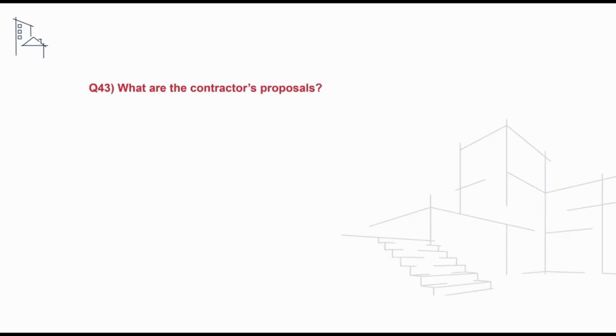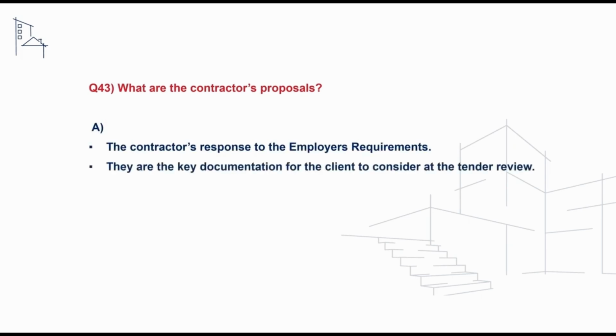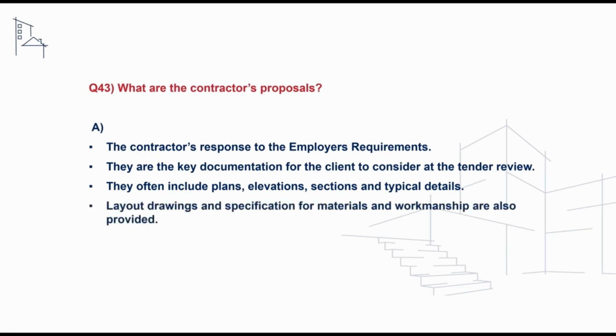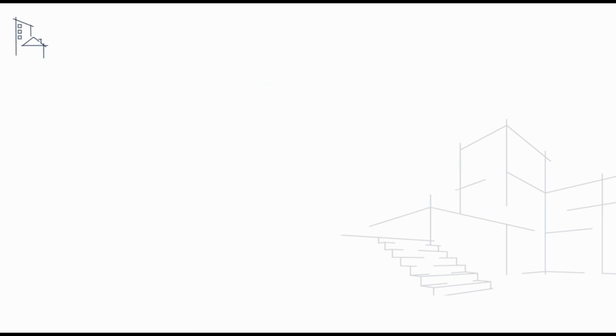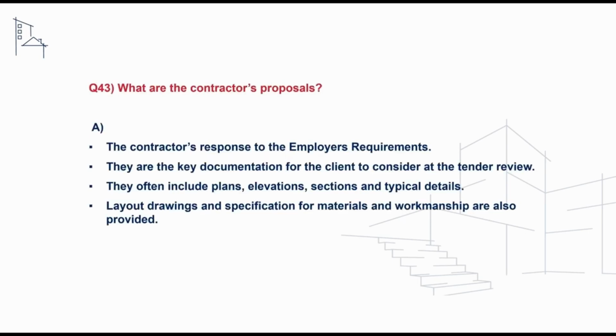A follow-on question we may receive is what are the contractor's proposals? And to address this, we can say that they are the contractor's response to the employer's requirements. They are the key documentation for the client to consider at the tender review. They often include plans, elevations, sections, and typical details, and they often include layout drawings and specifications for materials and workmanship. We can also say that they supersede the employer's requirements in the order of hierarchy and take precedence.